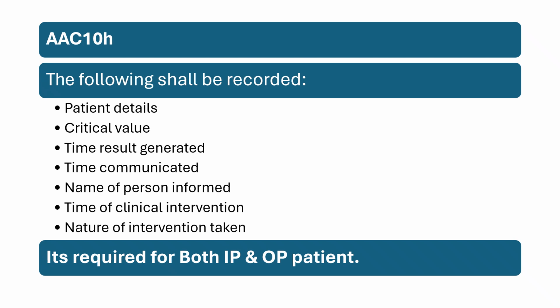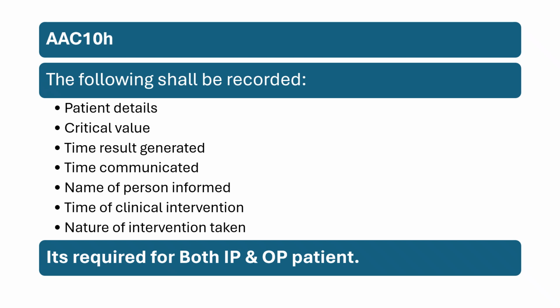This is the major requirement: whatever the critical value has been identified, for that the intervention should be written by the clinician. If the intervention is not written, you will get an NC on this, right? Either it will be on OP basis or IP basis, both where it is required. For OP, how will you do it? For the OP patient, you will report to the consultant, and the consultant will take action on that.